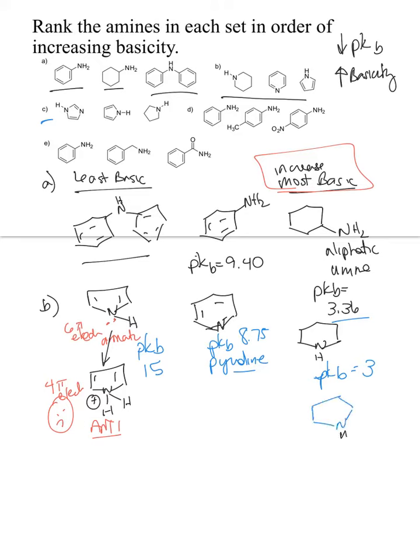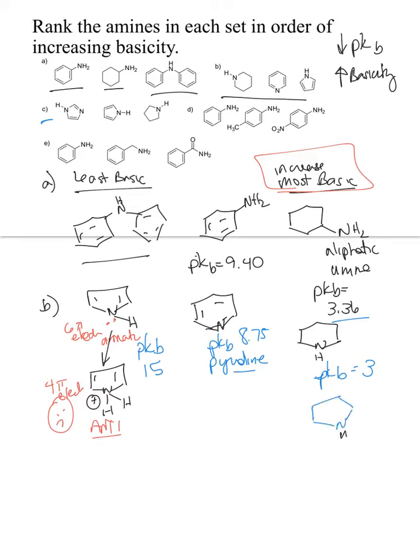And then you have an imidazole. Imidazole is something you see in biology a lot. So imidazole, and that has a pKb of about 7.05. Once again, your pyrrole has a pKb of 15, and then this has a pKb of 3.